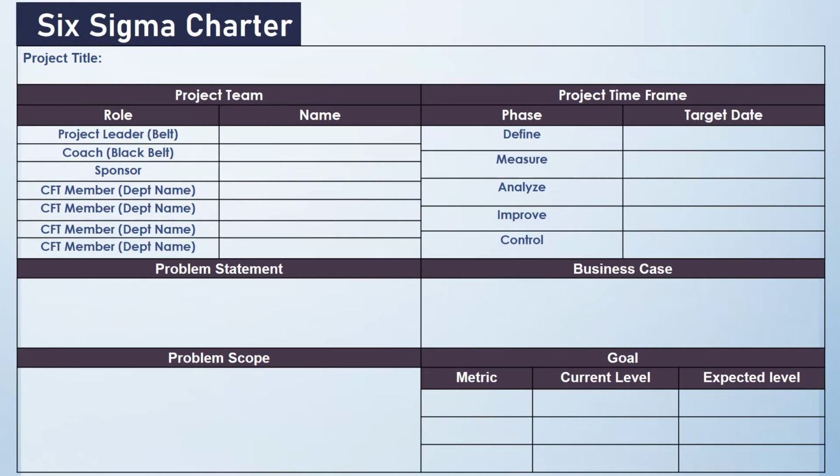This is one sample Six Sigma charter format. It contains the project title, team members and their names, and the time frame, which is very important, to have target dates for completing each and every phase. Then the problem statement, problem scope, business case, and goals with a proper metric and current level as well as expected level. So we'll just see one filled complete charter in the next slide.